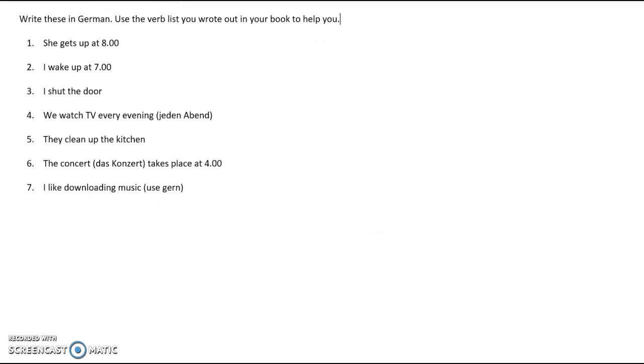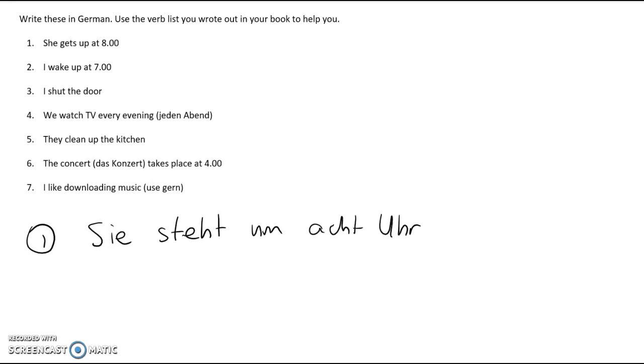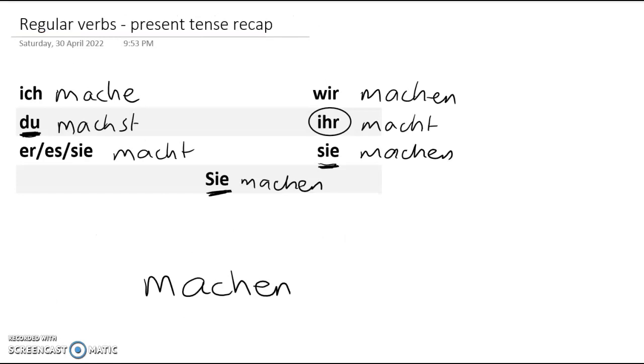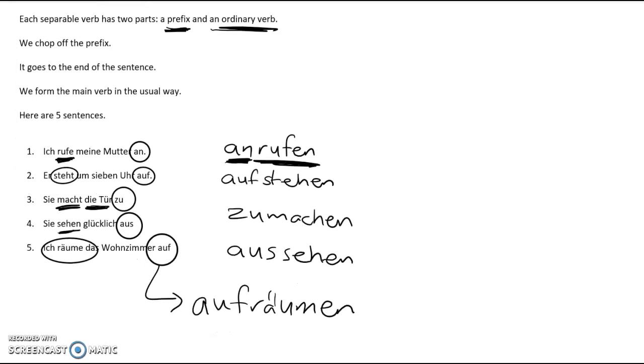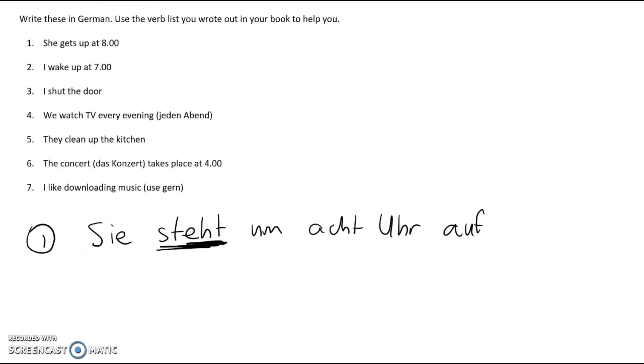Okay, so the first one, she gets up at 8 o'clock. Sie steht 8 Uhr auf. Okay, so look, steht is just what we had with our regular verb conjugation back here, right? It's sie, so it has to end in T. Okay? So sie steht 8 Uhr, at 8 o'clock, auf. Right? So the auf goes at the end.